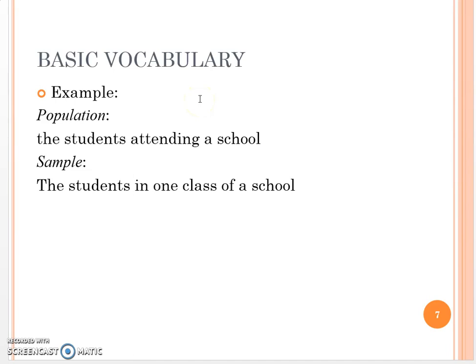Next is one example of population versus sample. Population can be the students attending a certain school, like Queens. Okay, so again, let's use Queens for example.